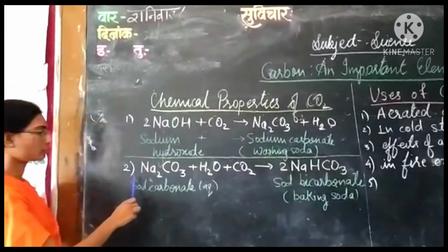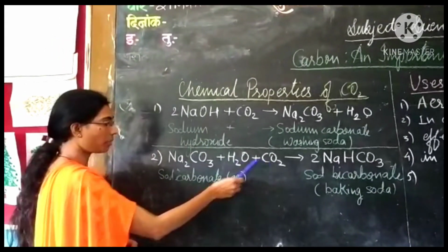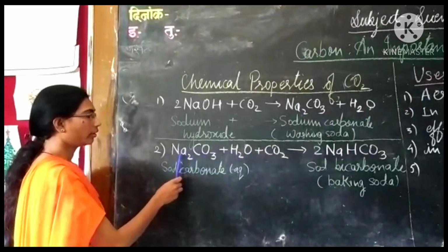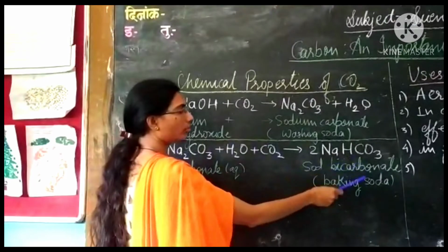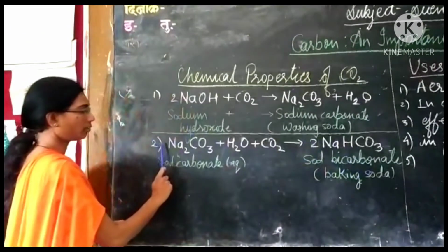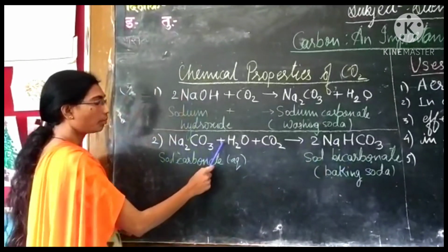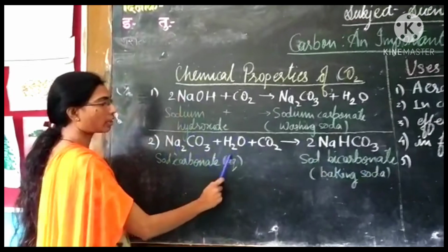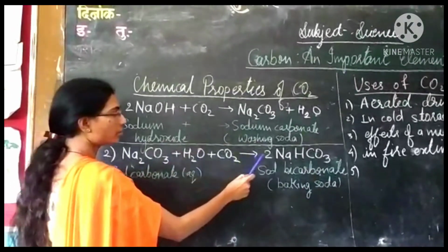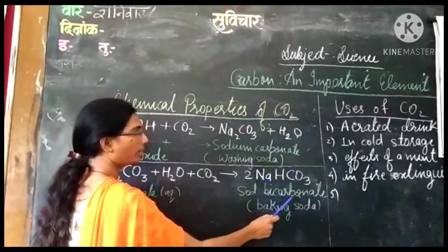The next chemical reaction of carbon dioxide gas is when carbon dioxide gas is passed through the aqueous solution of sodium carbonate, then sodium bicarbonate is going to form, which is baking soda. Let's see the chemical reaction. Na2CO3, means sodium carbonate, plus H2O, means it is an aqueous solution, that's why H2O, plus carbon dioxide, then it is going to form 2NaHCO3, which is sodium bicarbonate.